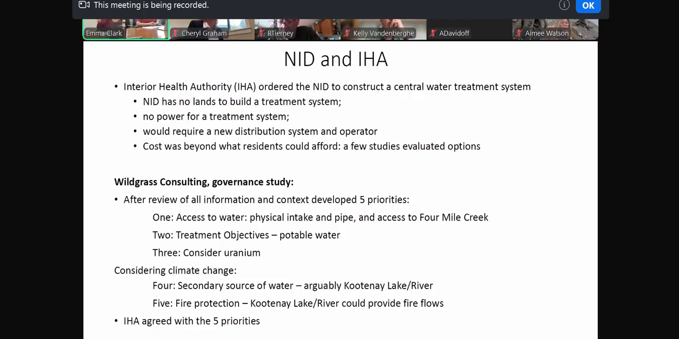They didn't have that, and then they would have to move to having an operator all the time for a small community. These kinds of challenges, and so they did a bunch of cost assessments, and they also compared the cost of POE, and the community was not willing to go ahead with a central treatment system. And so that's when I entered the picture.